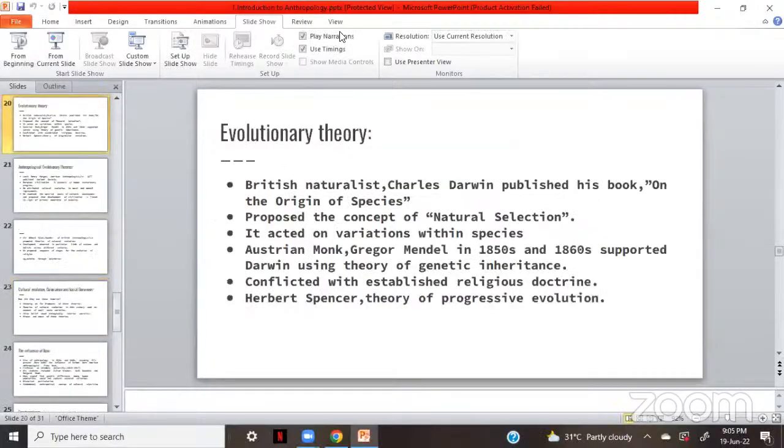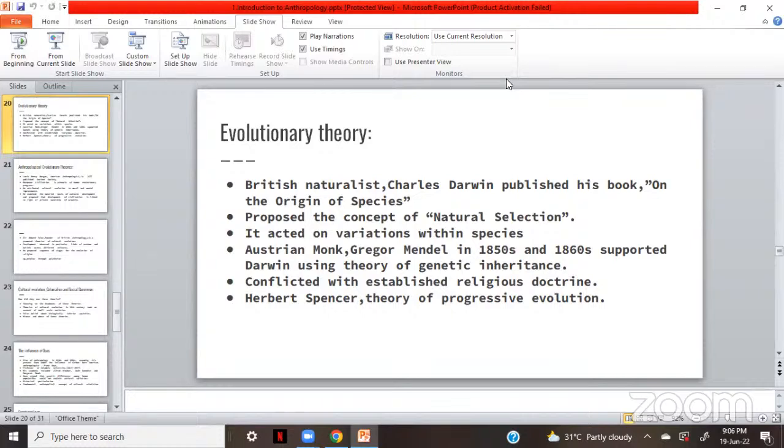He said that animal and plant species evolved or changed under the influence of natural selection. Natural selection, Darwin said, acted on variations within the species so that some variants survived and reproduced while others perished. So within a particular species, there are certain variants that survive while others perish. In this way, new species slowly evolved even as others continued to exist.